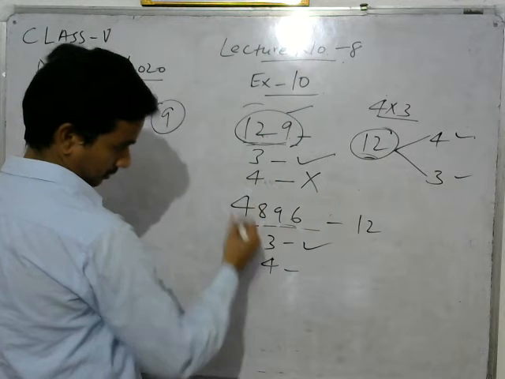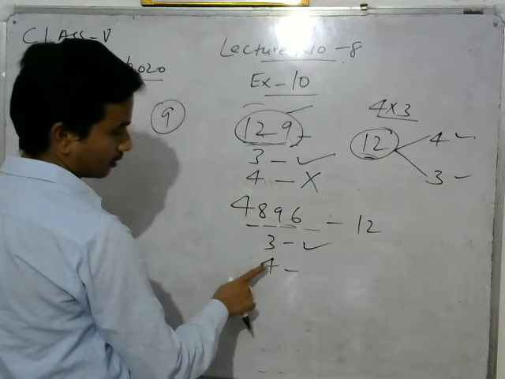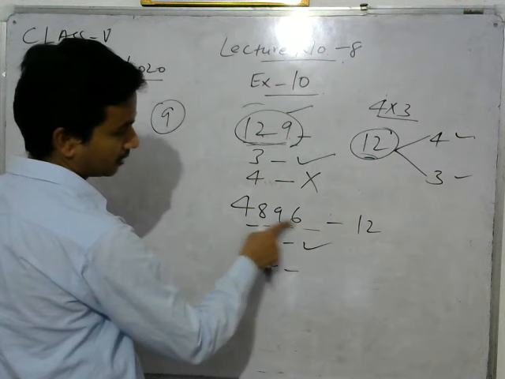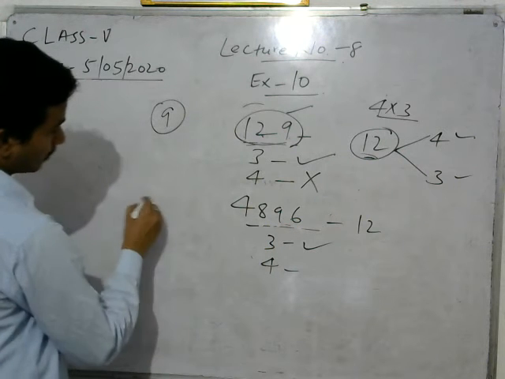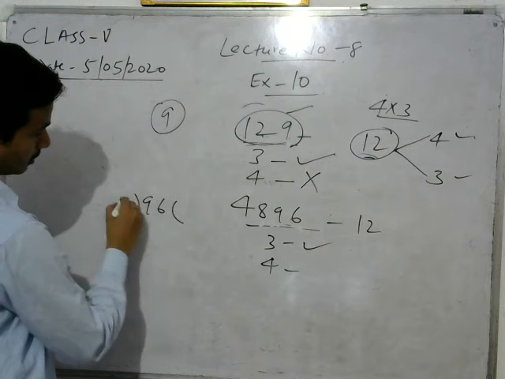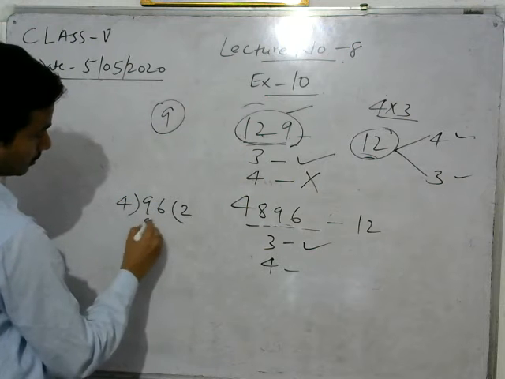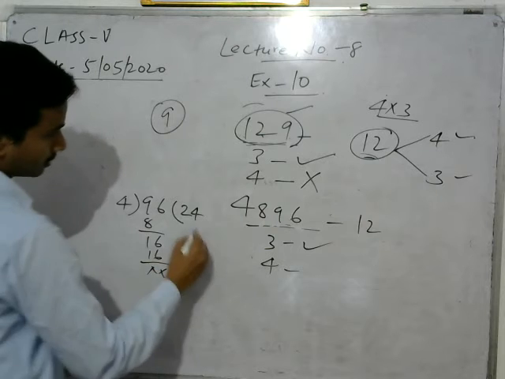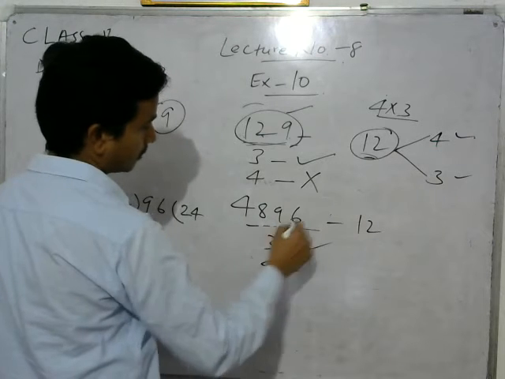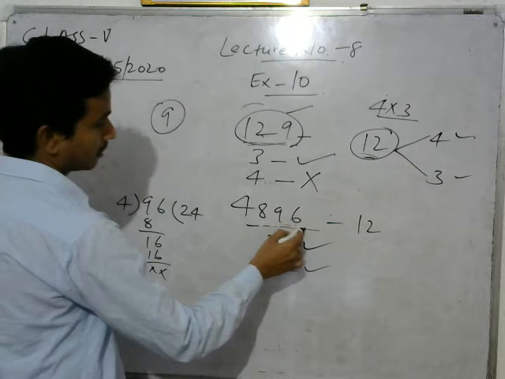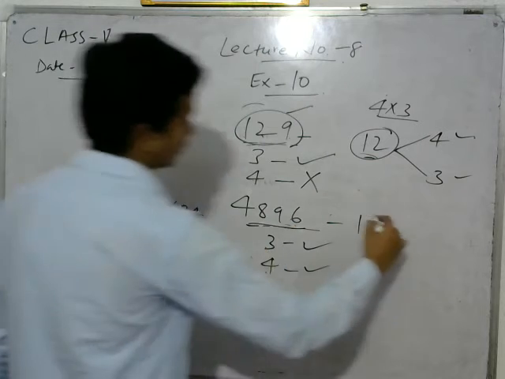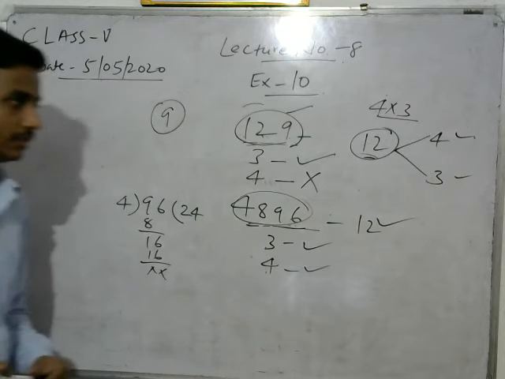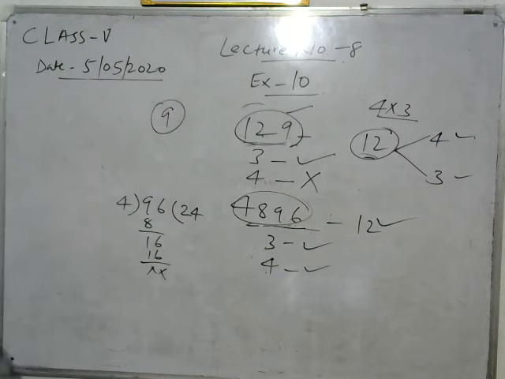Now check if it is divisible by 4 or not. What is the rule? Last two digits. What are the last two digits? 96. Is 96 divisible by 4? 4 twos are 8, and 1 and 6, 4 fours are 16. Yes, it is divisible by 4. So this number will also be divisible by 4. Since this number is divisible by 3 and 4 both, we can say that it is divisible by 12 also. In this way you will check it.